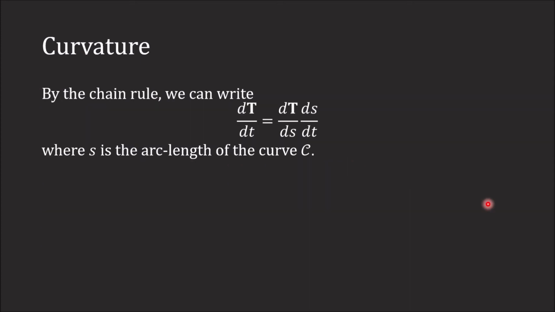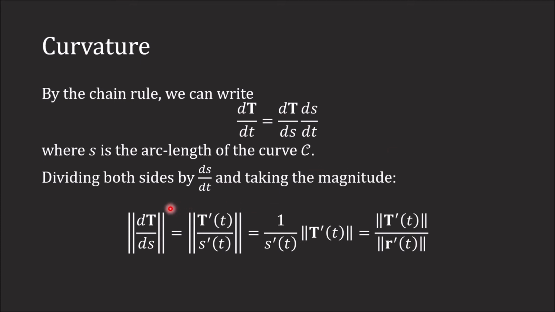However, by the chain rule, we can write dT/dt, the derivative of the unit tangent with respect to t, is the derivative of the unit tangent with respect to s times ds/dt. If we divide both sides by ds/dt and then take the magnitude, we'll wind up with the magnitude of dT/ds is equal to T prime of t over s prime of t. And using properties of magnitudes, it's the absolute value of 1 over s prime. However, recall that we showed that s prime is always positive. So it's 1 over s prime times the magnitude of T prime. And s prime is simply the magnitude of r prime. And so we get that the magnitude of dT/ds is equal to the magnitude of T prime of t divided by the magnitude of r prime of t.